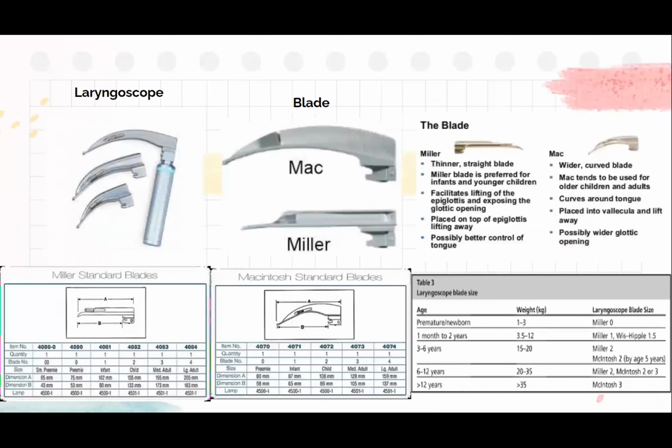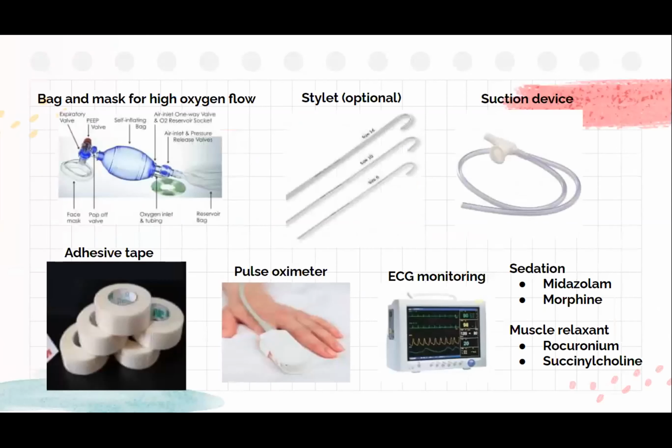And then the laryngoscope blade, we have Mac and Miller blade. The one that is preferred for infants and young children is the Miller blade, which is the straighter one. The Mac one is used for adults and also older children. And then this is the other equipment that is needed. Okay, you can read it.